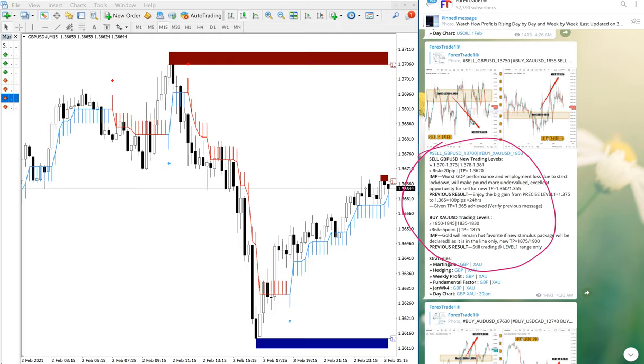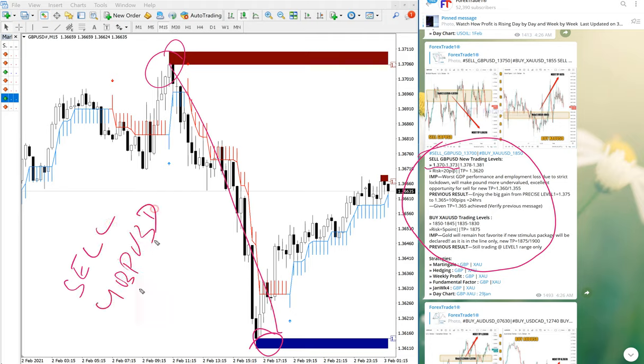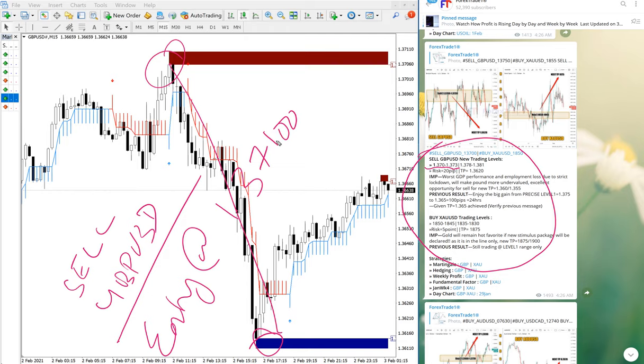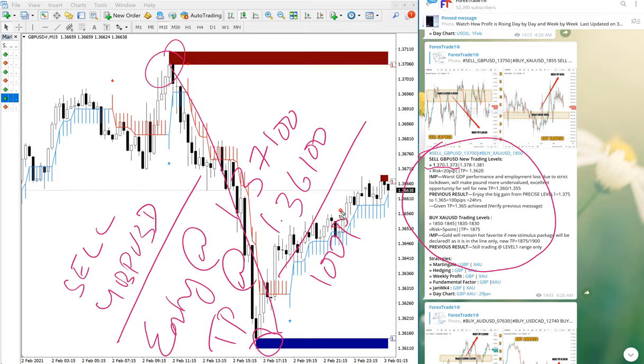First we will see how GBPUSD performed. For GBPUSD, this is the entry range given, you can see. And it performed precisely from our given entry range. Sell GBPUSD, entry at 1.37100 to TP at 1.36100. A few pips may differ from broker to broker because of different brokers, different spreads, different calculations. So overall it is 100 pips gain. 100 pips gain on the GBPUSD sell signal.